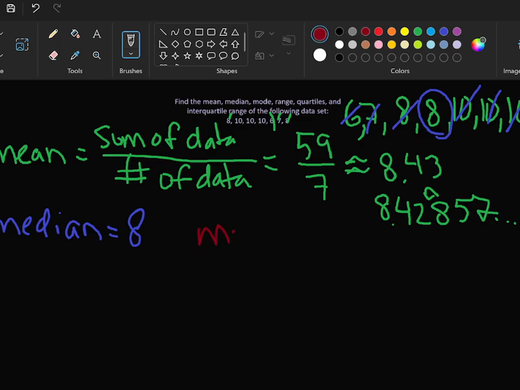And then finally, our mode. Let's see, we've got 1 6, 1 7, 2 8s, and 3 10s. So that'll be 10 because that is the most frequently seen value.